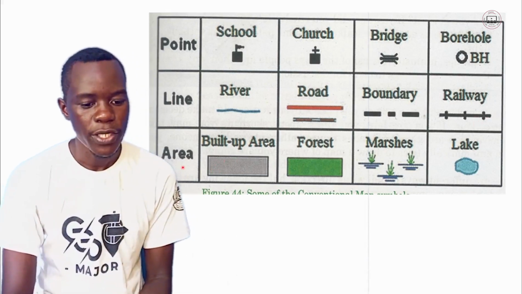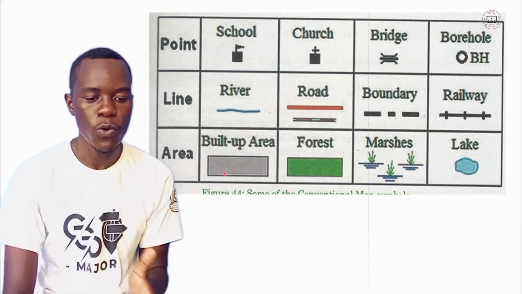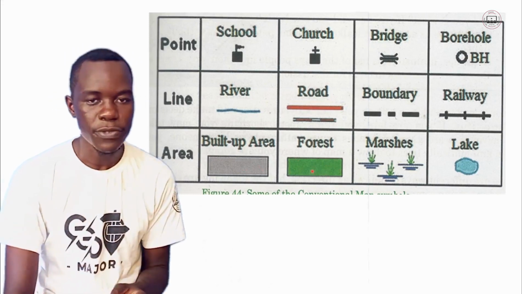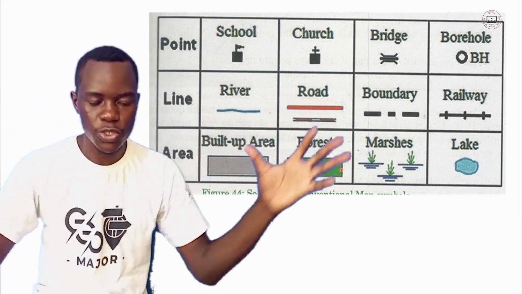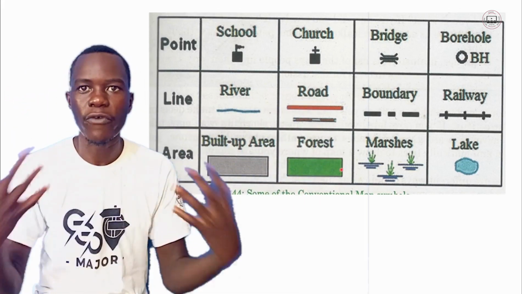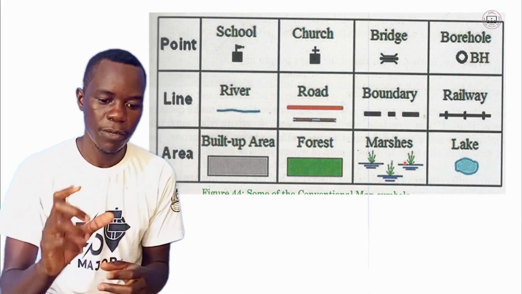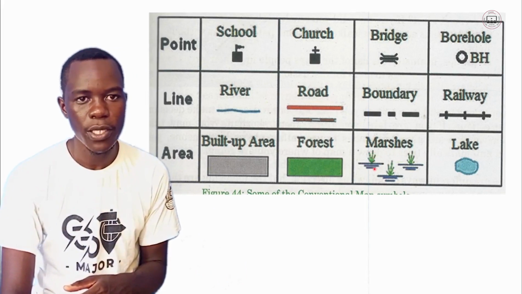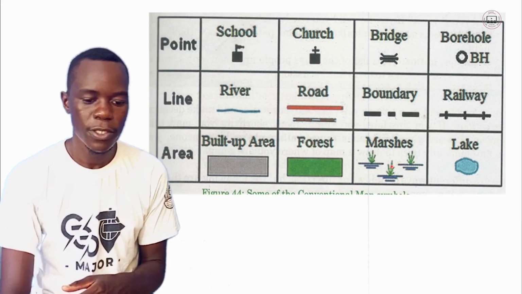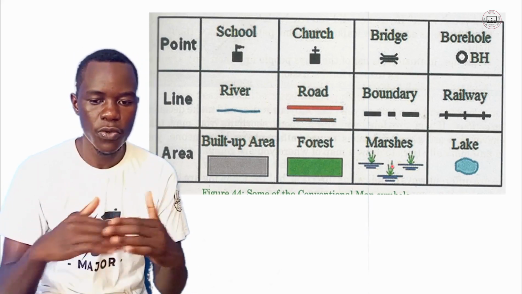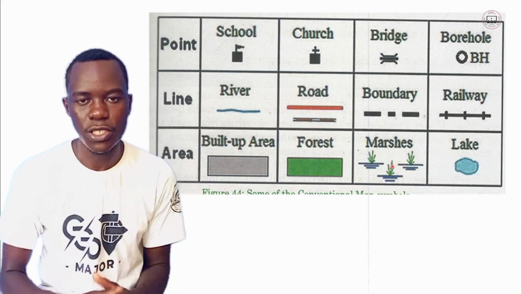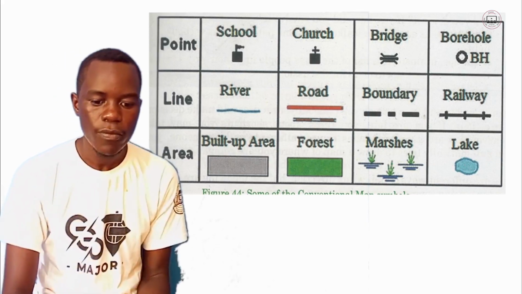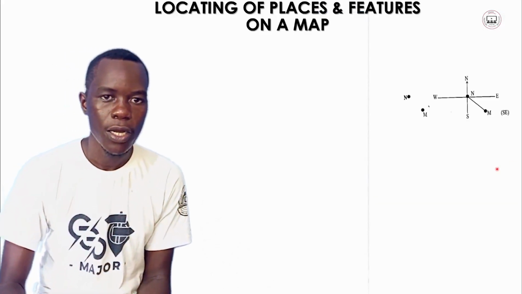And then you have the area symbols. This one is the built up area. And you have the forest represented in green. The green itself represents the vegetation. Then you have some marshes here, where there are grasses on top of water. So the vegetation or the grasses on top of water present the marshes. Then you have the lake here, which is in the form of blue.